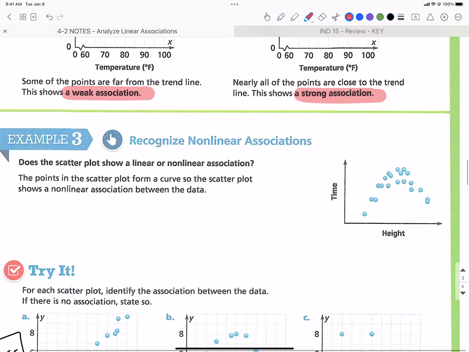All right, then we've got nonlinear association. First of all, when you have that, your answer is simply going to be nonlinear association. That's it. Very basic answer. You don't have a lot of descriptive points.